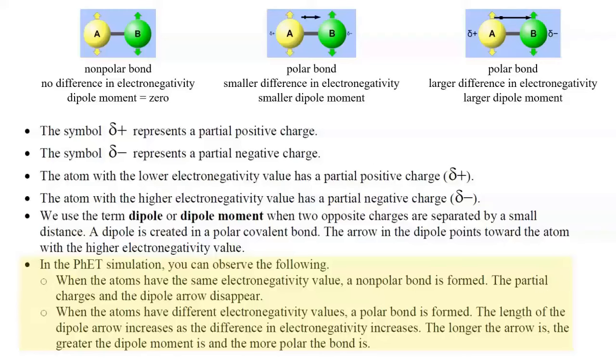And when the atoms have different electronegativity values, a polar bond is formed, and the length of the dipole arrow increases as the difference in electronegativity increases. The longer the arrow is, the greater the dipole moment is, and the more polar the bond is.